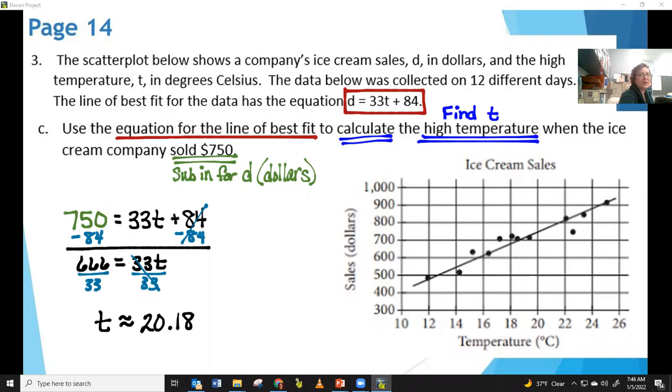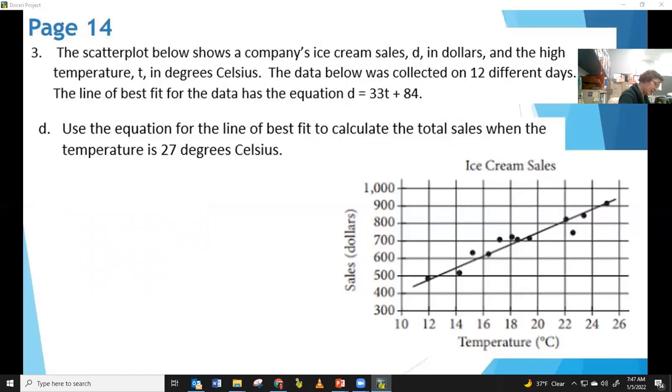20.18. What kind of units should we put with that? Is that $20.18? Is that 20 customers? C. This is degrees Celsius right there. Fantastic. Okay. Similar idea to what we just did here. We're going to use that line of best fit. We're going to calculate something.